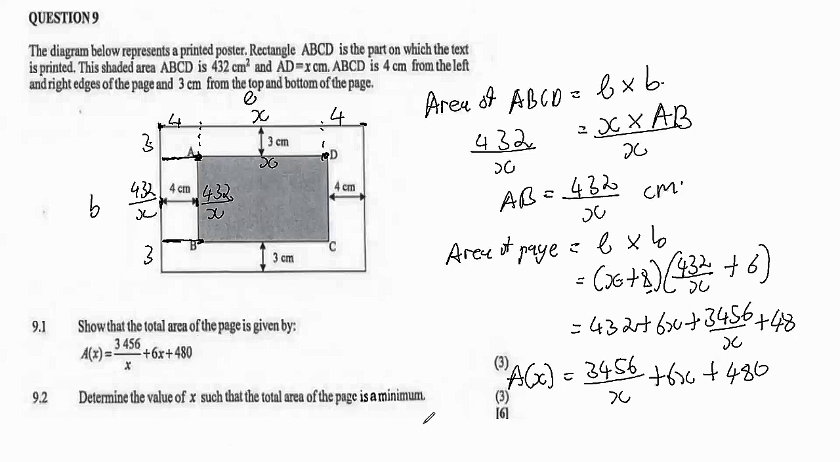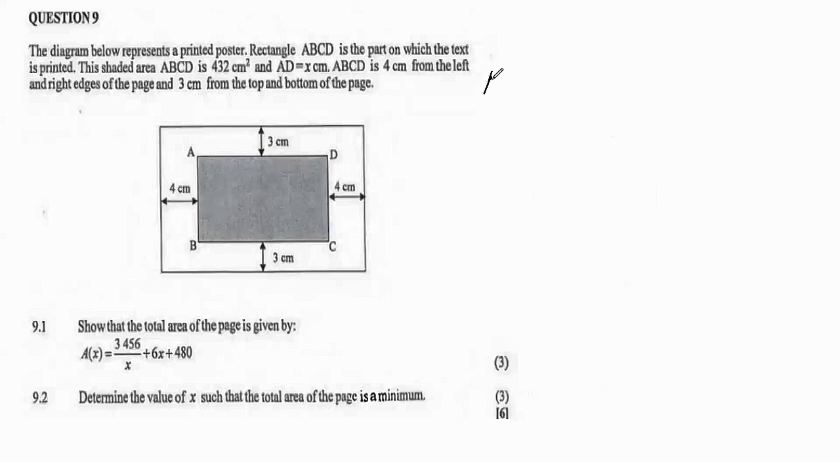This 9.2 here, you can simply get it without having to show this. You just simply take that equation that you were supposed to prove and then use it to find your minimum or your maximum values. This is how you would do it. So this is A(x) is equal to 3456 over x plus 6x plus 4/8. So we are just taking the equation.